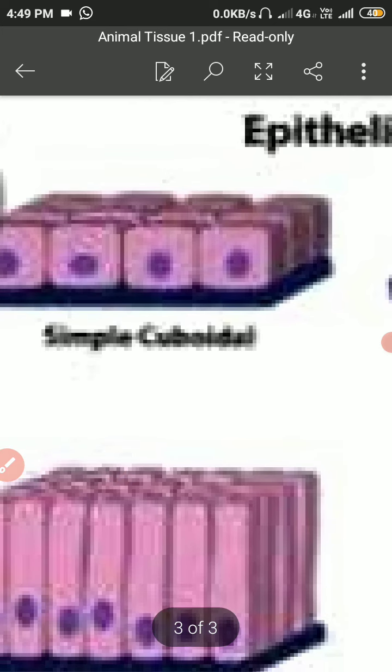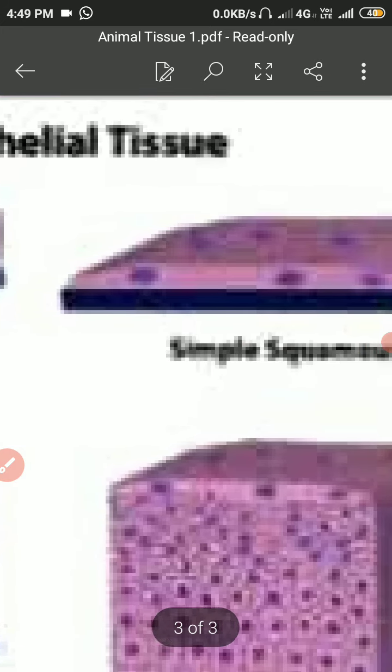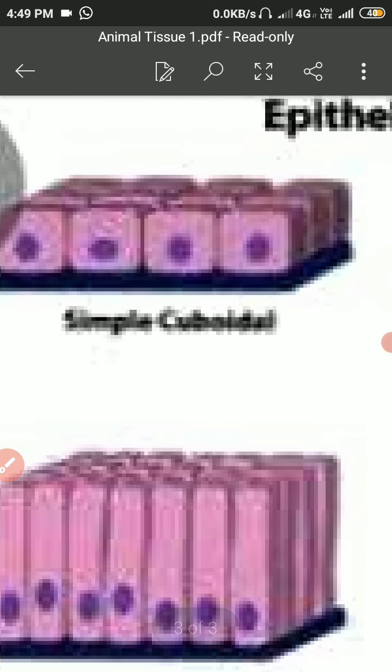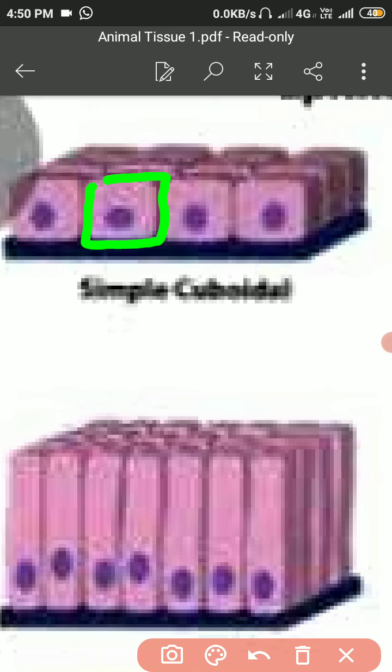My dear friends, second is the simple cuboidal. These are the flattened tissue, found as the outer lining of the different parts. These cuboidal tissues are found just after the squamous tissue. Cuboidal means the cells are somewhat thick and they are of cube shape. What you are looking at here, these are the cubes. These are the cube-shaped cells, and these cells form the cuboidal form.